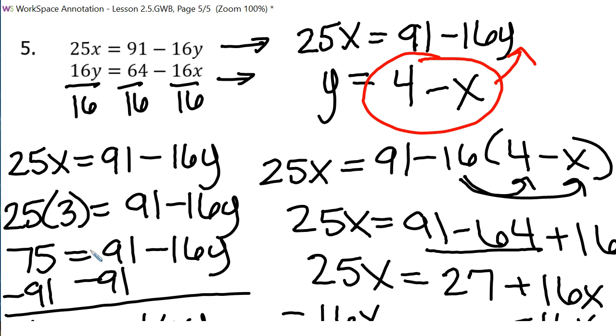Write your answer as an ordered pair. Do you have questions? No. Okay. And what is our answer written as an ordered pair? 3, 1. Don't forget to write it as an ordered pair.